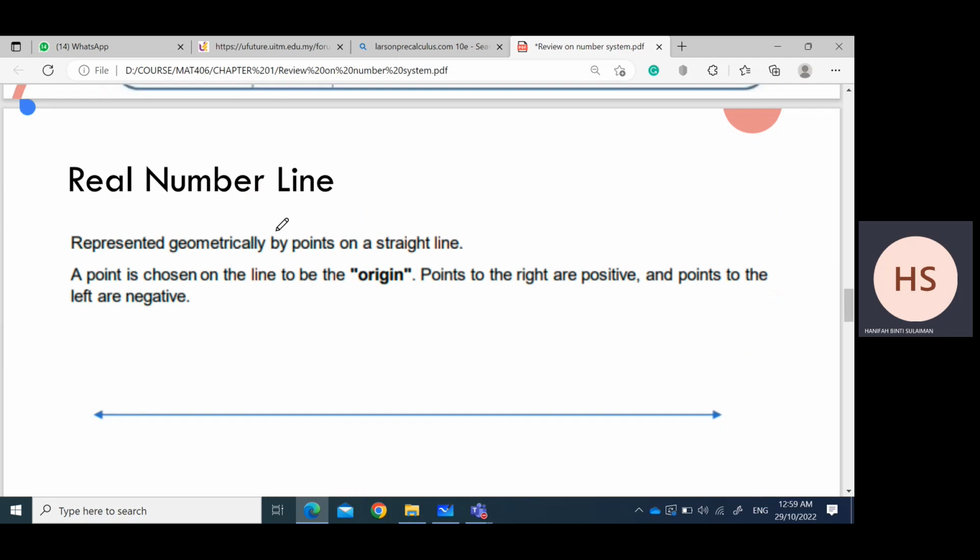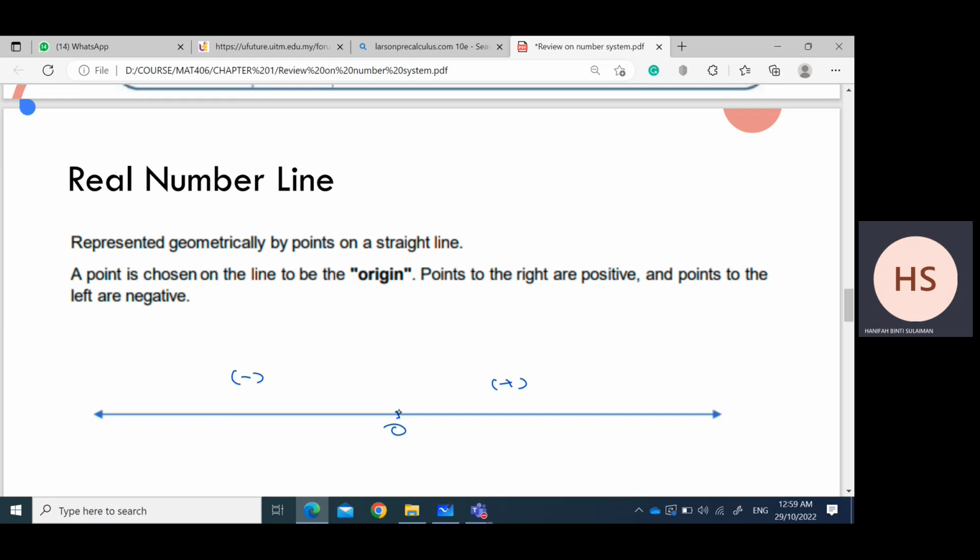So next we go to the real number line. Okay, so the real number line is used to represent real numbers geometrically by points on a straight line. A point is chosen on the line to be the origin. So points to the right are positive and points to the left are negative. So as you can see, this is a number line. So kita boleh bahagikan, di tengah-tengah number line tu adalah 0. Okay, so in the left hand side it is about negative numbers and in the right hand side it is about positive numbers. Okay, so di atas line ni kita letakkan nombor-nombor lah.